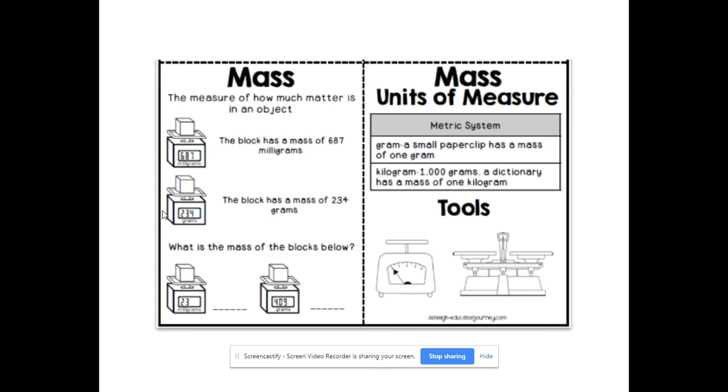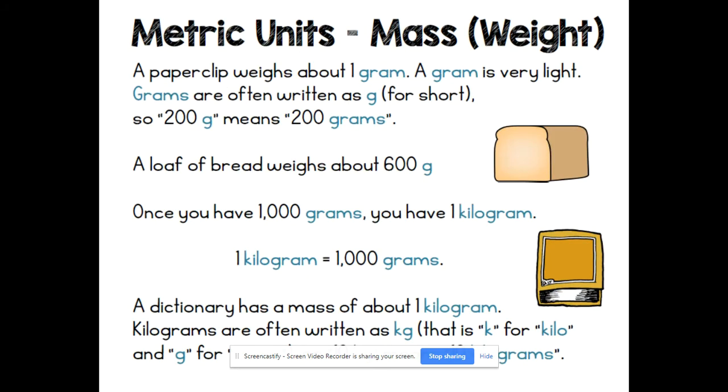So for instance, on this second example, you have a cube that weighs 234, and to figure out what unit they're measuring with, look at the label that's already on the scale. So you would simply say, this block has a mass of 234 grams. So a paperclip, again, weighs about 1 gram. We often abbreviate grams by just writing the letter G.